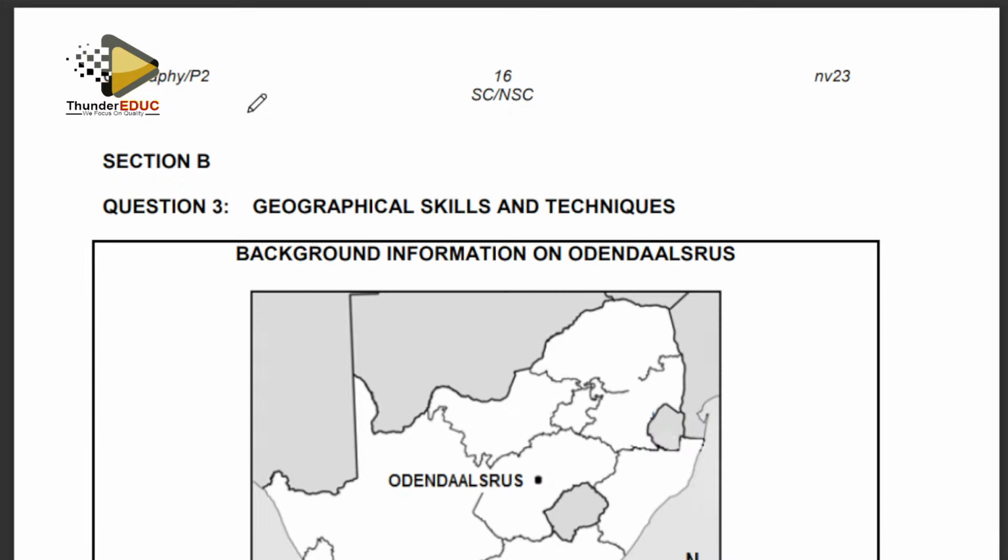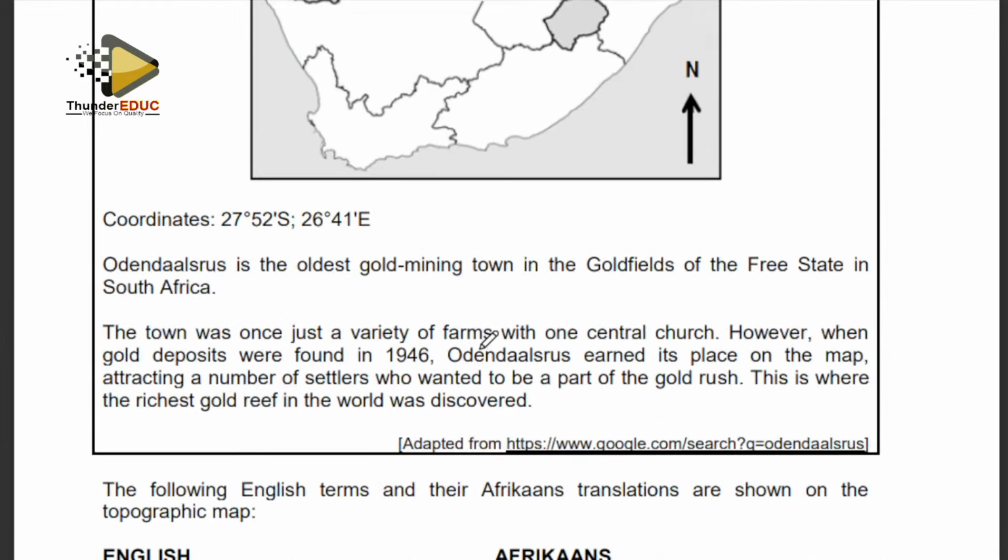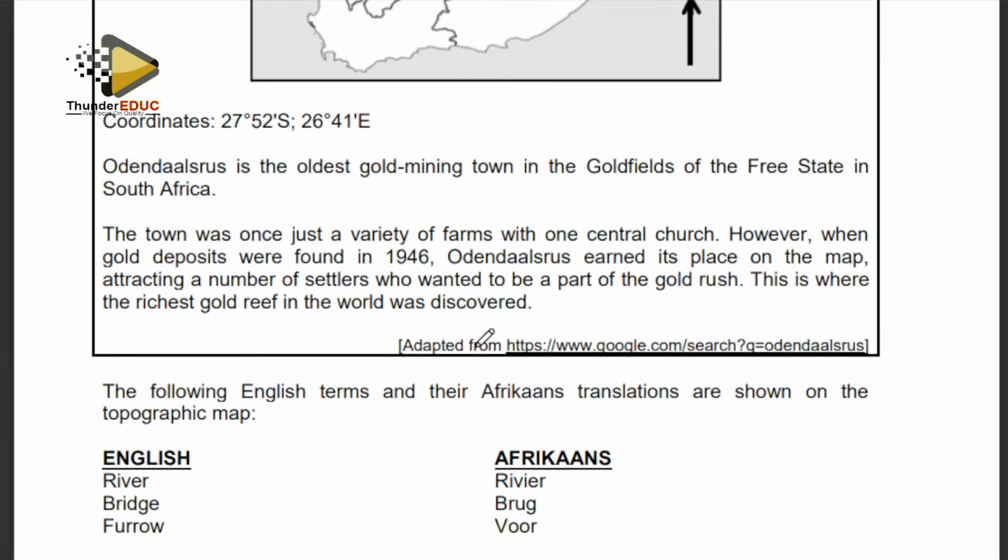The map that we are going to deal with is Odendaalsrus. And on that map, we have this content here. I want you to take a few seconds while you are reading that content with me. It says coordinates 27 degrees 52 minutes south, 26 degrees 41 minutes east. Those are the coordinates for the area.